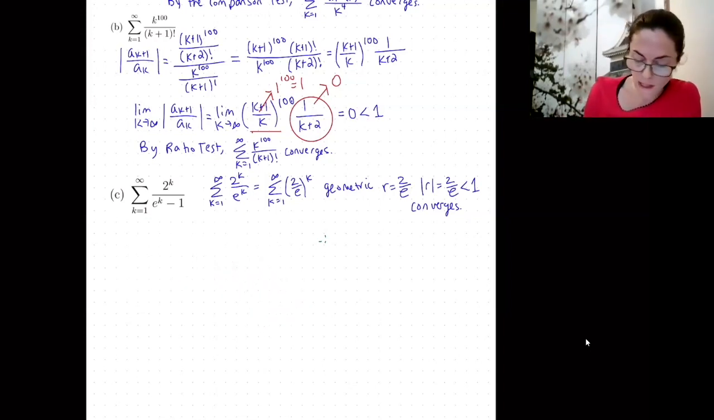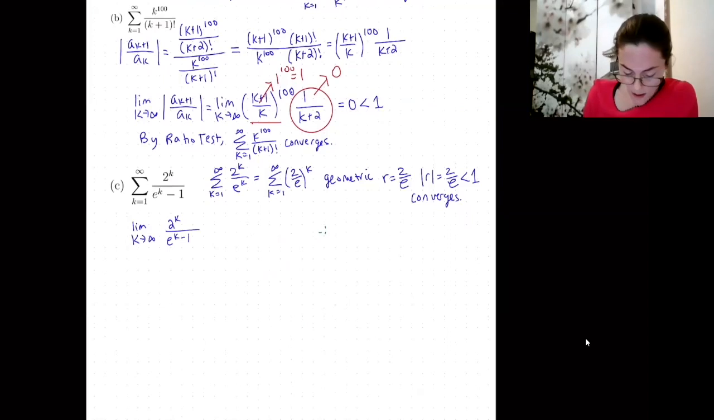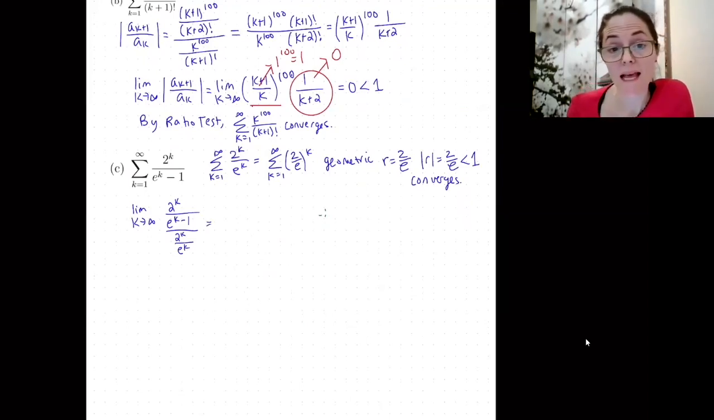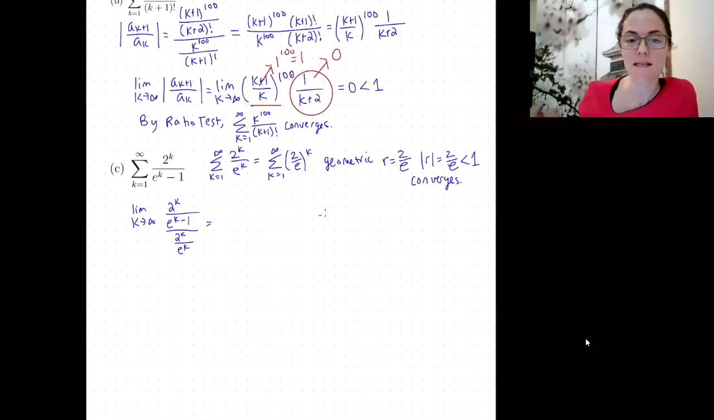What we want to use here is limit comparison. So we take a limit as k goes to infinity of 2 to the k over e to the k, minus 1, divided by 2 to the k over e to the k. And then if this limit is positive and less than infinity, both series have the same behavior. And since I've already justified that this geometric series converges, I will get that this series converges. So let's calculate this limit.